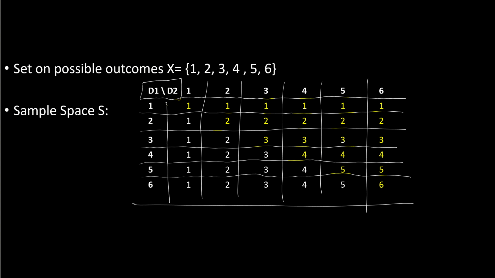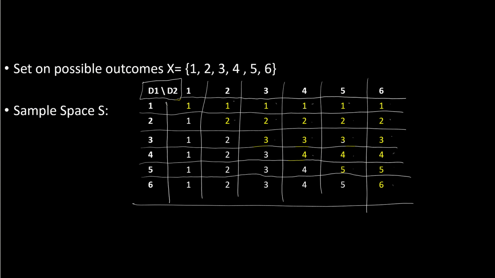Now when you look at that, if you count how many numbers are yellow here, we count: 1, 2, 3, 4, 5, 6, 7, 8, 9, 10, 11, 12, 13, 14, 15, 16, 17, 18, 19, 20, 21.